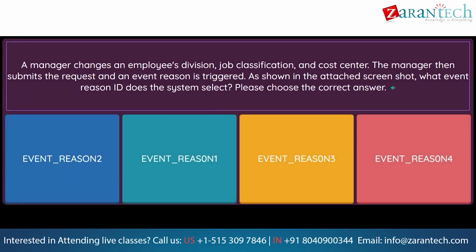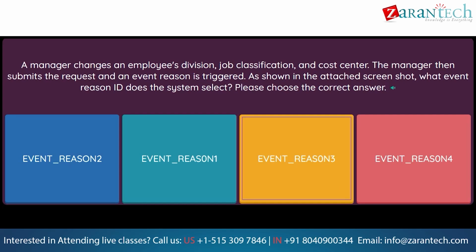Question: a manager changes an employee's division, job classification, and cost center. The manager then submits the request and an event reason is triggered. As shown in the attached screenshot, what event reason ID does the system select? Please choose the correct answer. Option 1, event_reason 2. Option 2, event_reason 0 and 1. Option 3, event_reason 0 and 3. Option 4, event_reason 0 and 4.